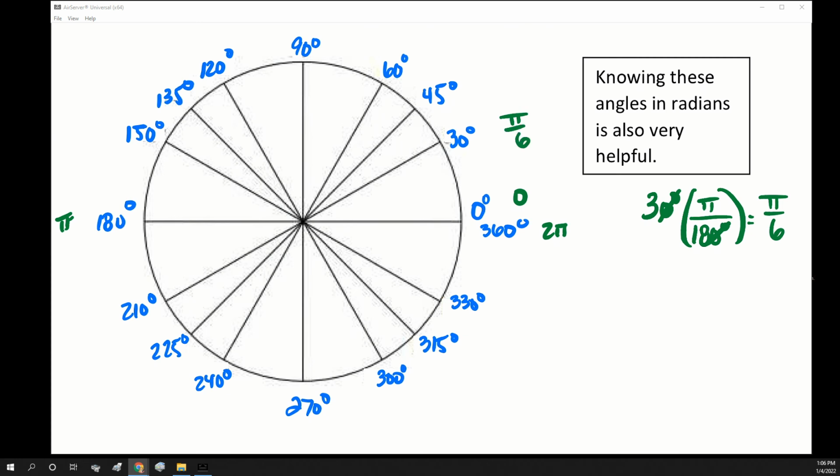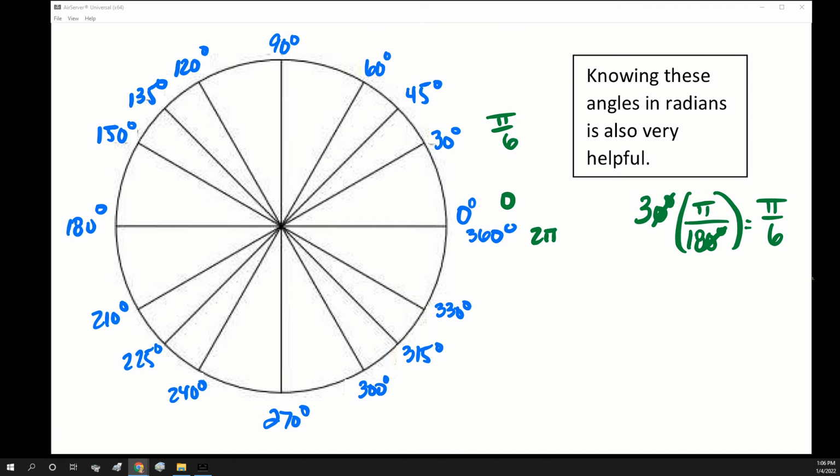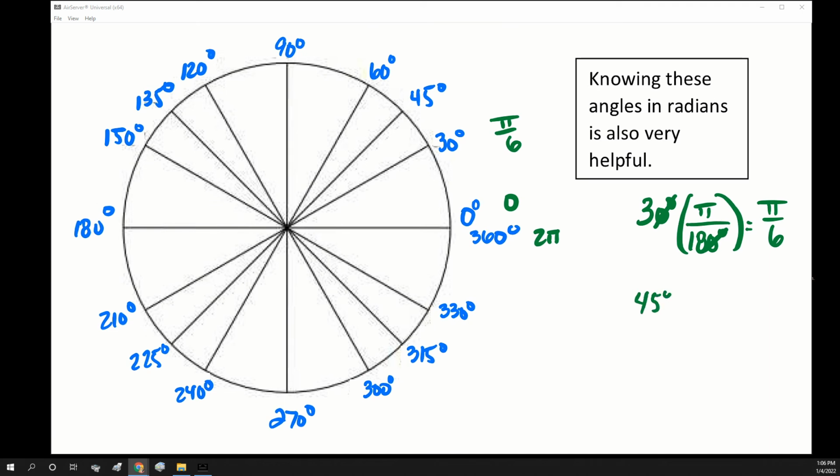All right, and we'll do the same thing for 45 degrees. It's slightly more difficult because the 0 doesn't cancel out.